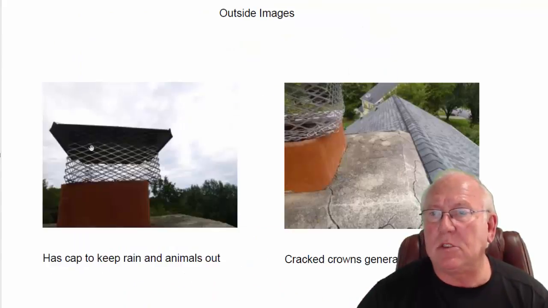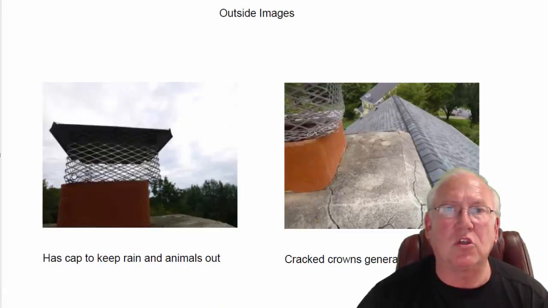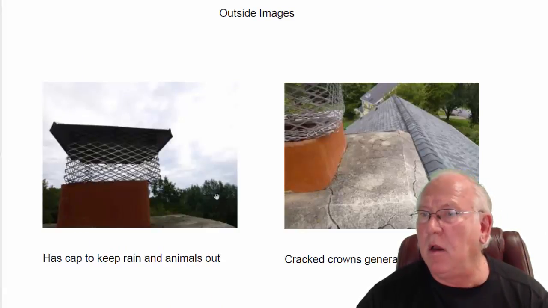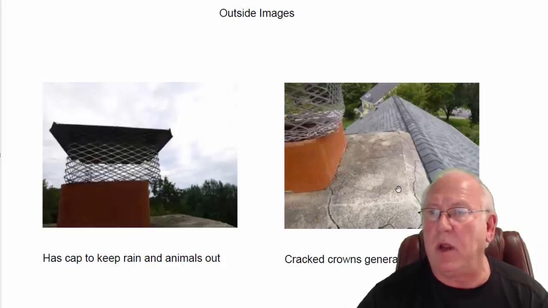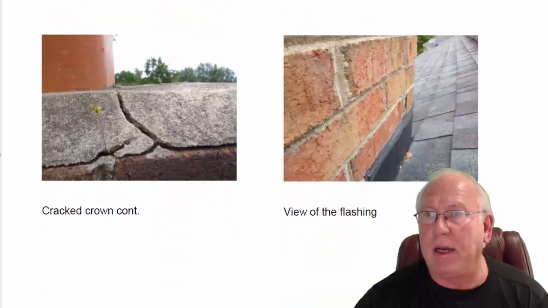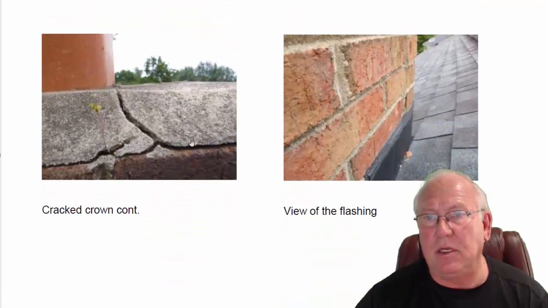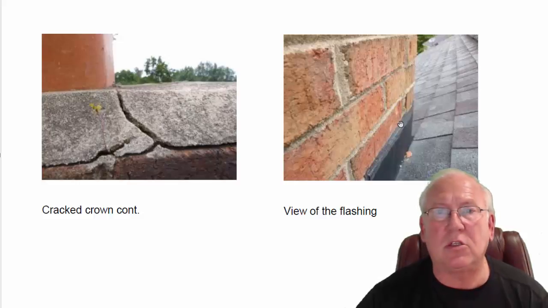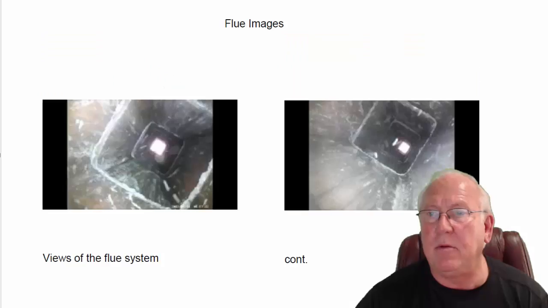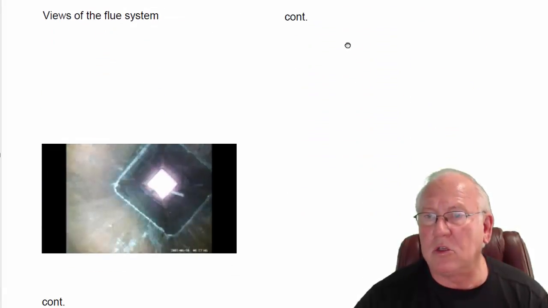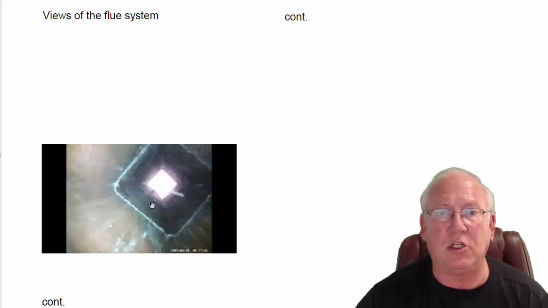Let's go up on top. Let's see what's going on up here. So she has a stainless steel cap keeping the birds, squirrels, rain out of the chimney. But also what we could see up here is a lot of cracks in the crown. No doubt this crown is leaking water into the body of the chimney, and it obviously needs to be repoured. Flashing around the chimney looks good, not having any problems with that. Flue system itself, not having any issues in here at all. Took several pictures in different locations as we scanned the chimney.